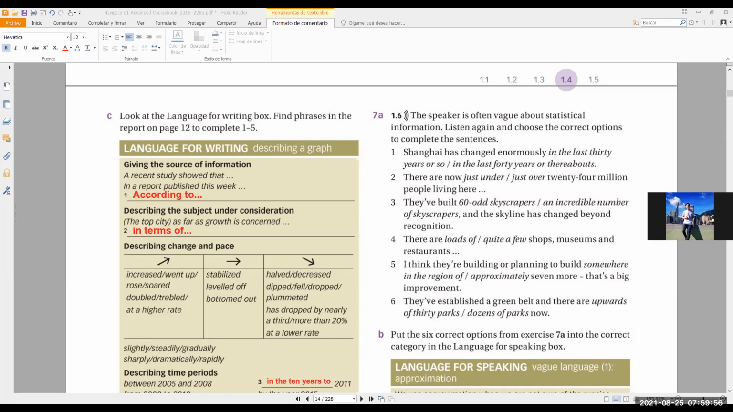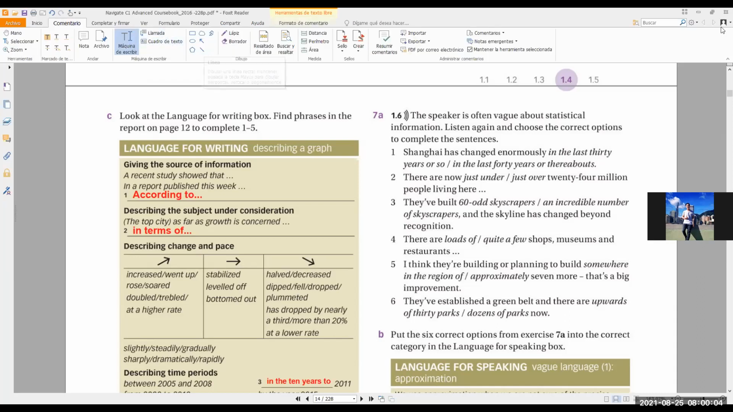Okay, guys. So let's see. I think it was kind of easy to follow on the text using these expressions, but we're gonna try to have a look at each one of them and try to understand a little bit better those uses. So if you help me, guys, with the first one, what would be the answer? Shanghai has changed enormously, and what was the expression she used?